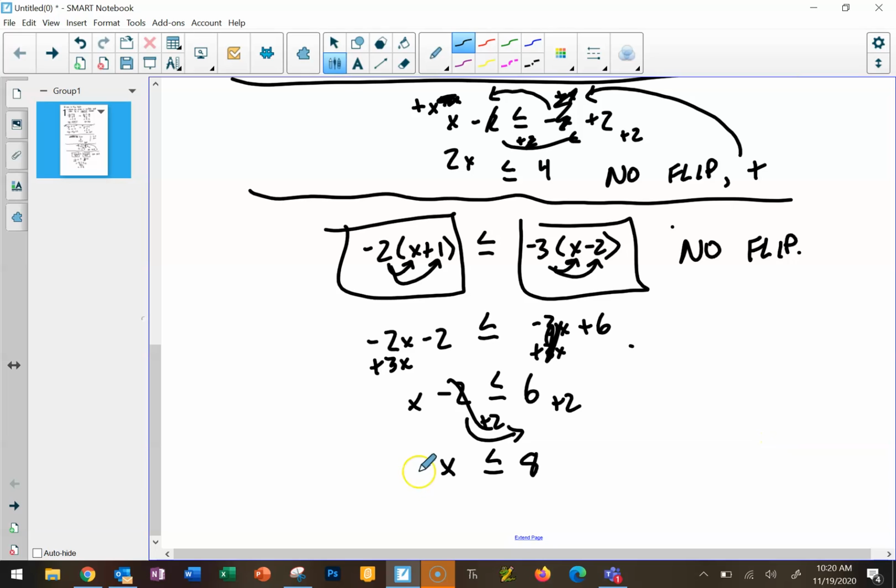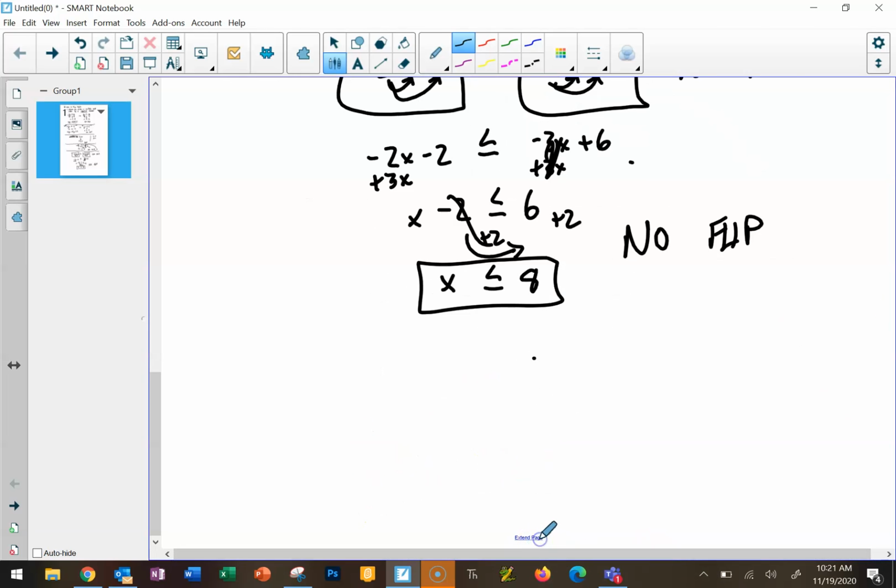Now you notice when we got down to the important step down here, our variable is positive, okay, and it's alone. There's no coefficient. And we never had to flip the sign because we never had to divide or multiply this variable and coefficient at the end of the equation. So there is no flip on this one. Okay? You don't really need to decide when to flip until you get down to this last step.